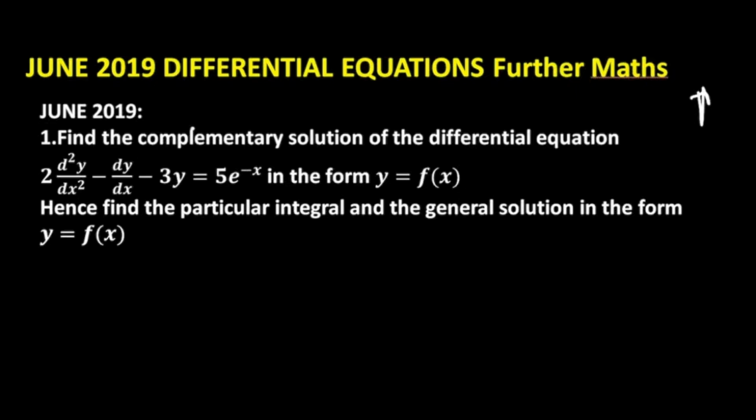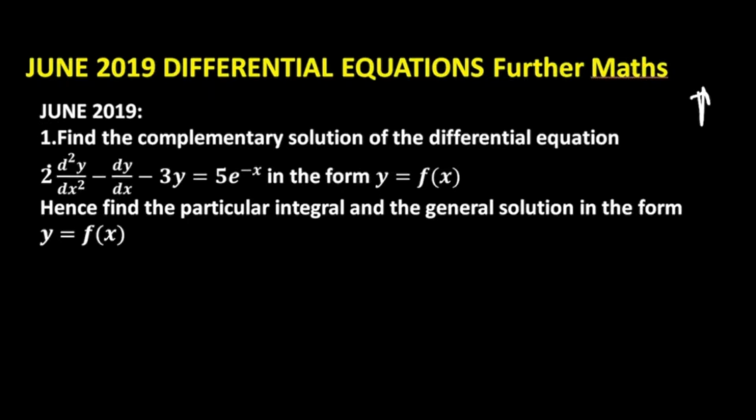So today we're going to be answering June 2019, and this will be question 1. Question 1 says: find the complementary solution of the differential equation 2 d squared y over dx squared minus dy/dx minus 3y equals 5 e to the minus x, in the form y equals f of x. Hence, find the particular integral and the general solution in the form y equals f of x.